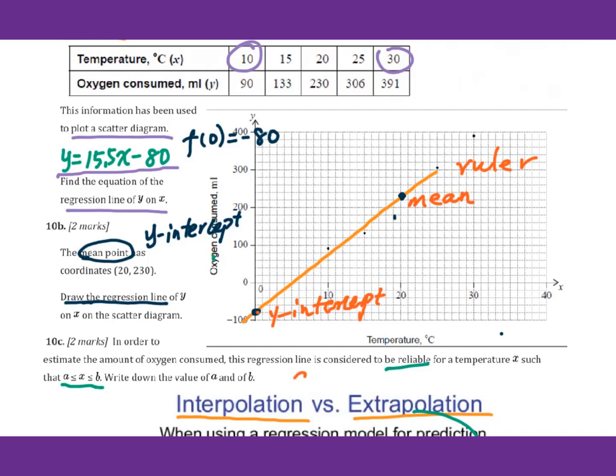Therefore, A equals 10 and B equals 30. In other words, this x will be between 10 and 30. Then the estimation is reliable.